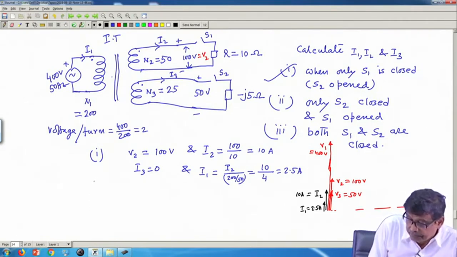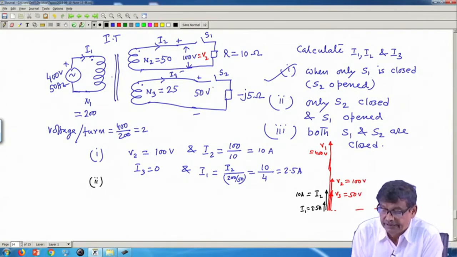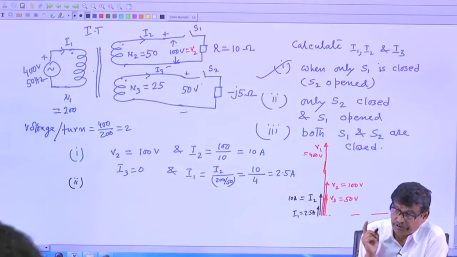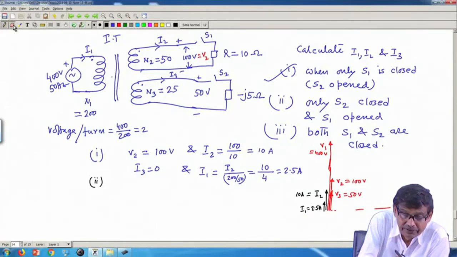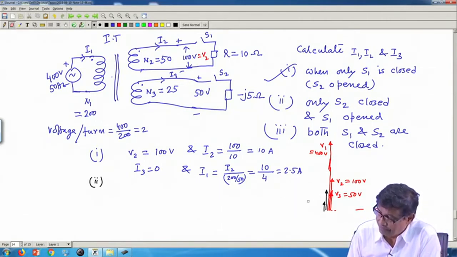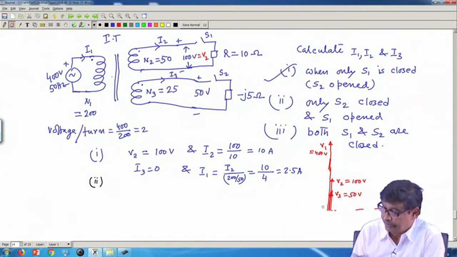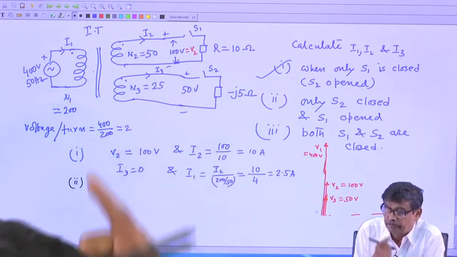Second part. In the second part, this current I 3, S 1 is opened, only S 2 is closed. So, everything remains the same, so I will better not redraw. Here, the only thing I will do, part 2 I am solving. So, voltages will be as they are induced, but only now I 2 is not there, although V 2 will be there, open circuited, and I 3 is present.